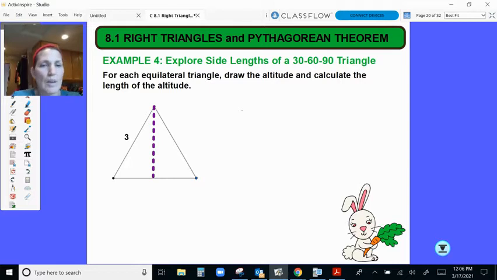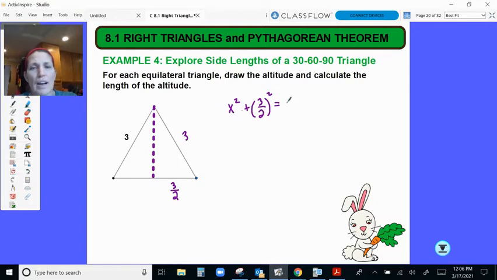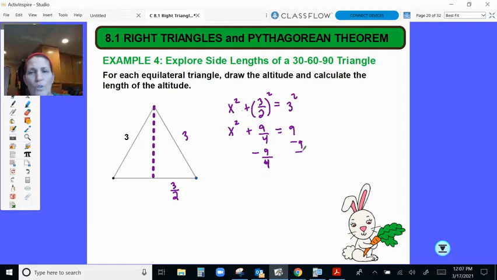Okay, so this time we have this length is 3 over here also. This one is going to be half of that, right? Because it's half of the whole length of the side. So 3 divided by 2. Okay, let's find out what this length is there, that x also. So x squared plus 3 over 2 squared has to equal my 3 squared. So x squared plus 9 over 4, squaring both the top and bottom, equals 9. So let's subtract 9 over 4.